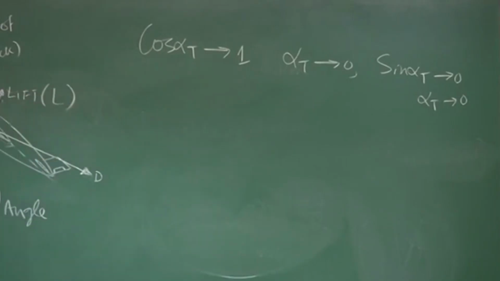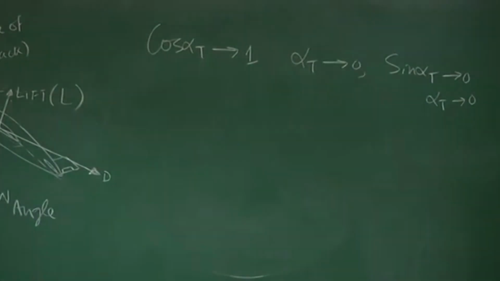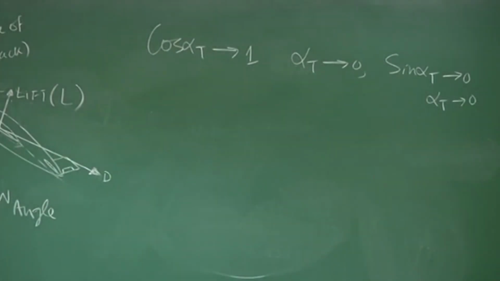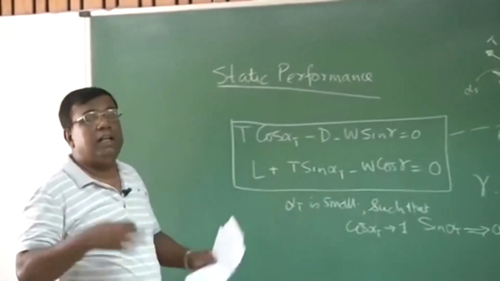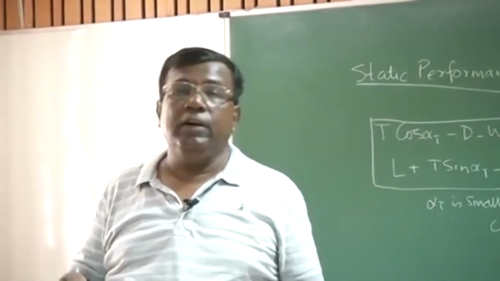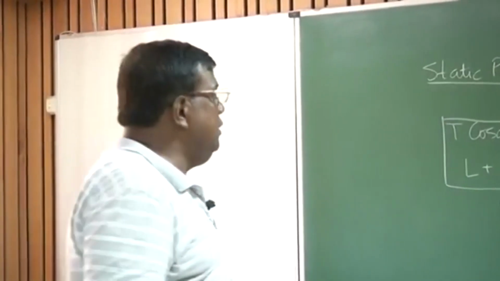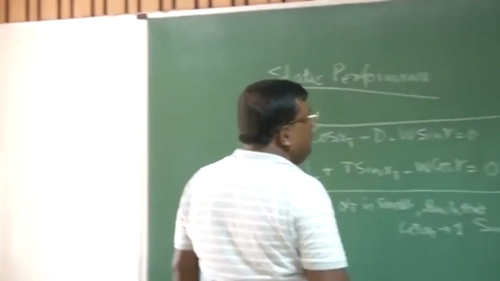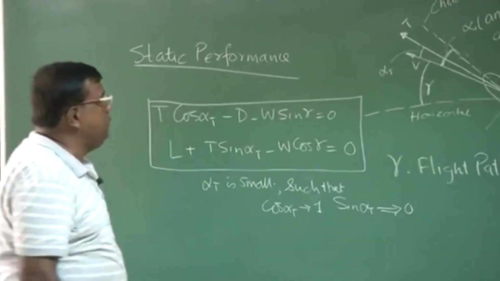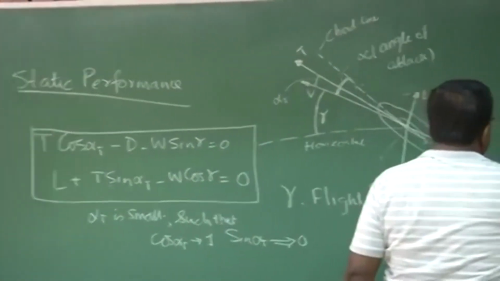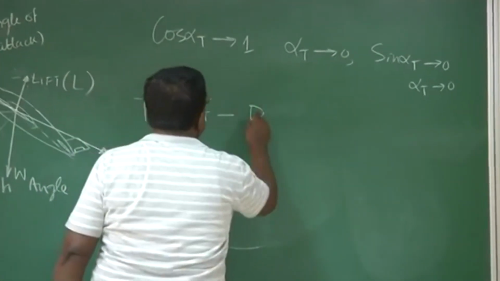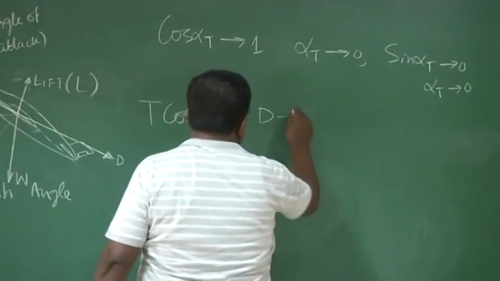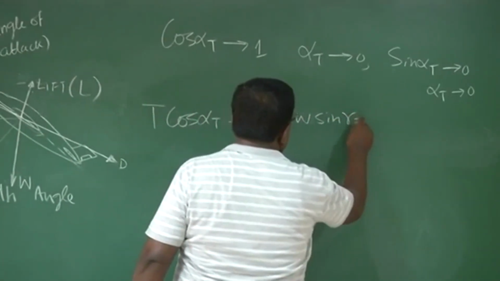This you have to be very careful, because when you are making the assumption alpha t small, sin alpha t going to 0 or very small, at the same time we should be careful that this term is T sin alpha t. If the T is very large, sometimes it may not be very, very small to be neglected, but we are assuming it is good enough small so that I can neglect this term. In the first equation I write T cos alpha t minus D minus W sin gamma equal to 0.